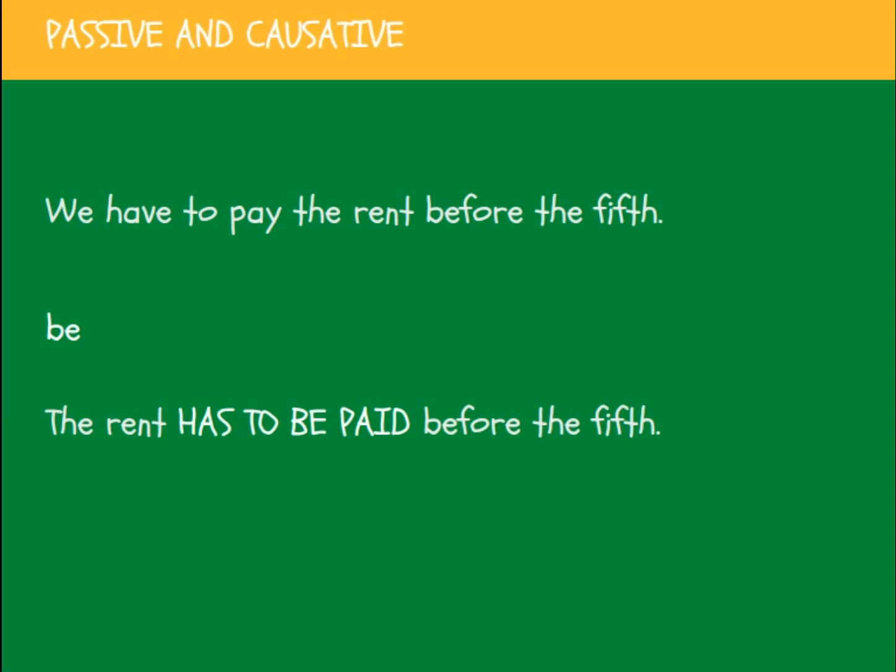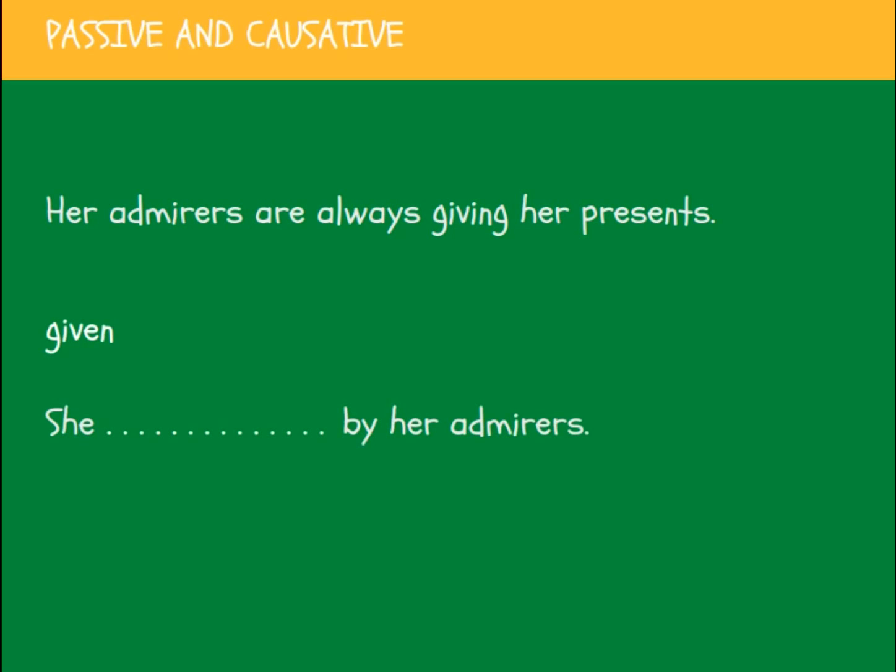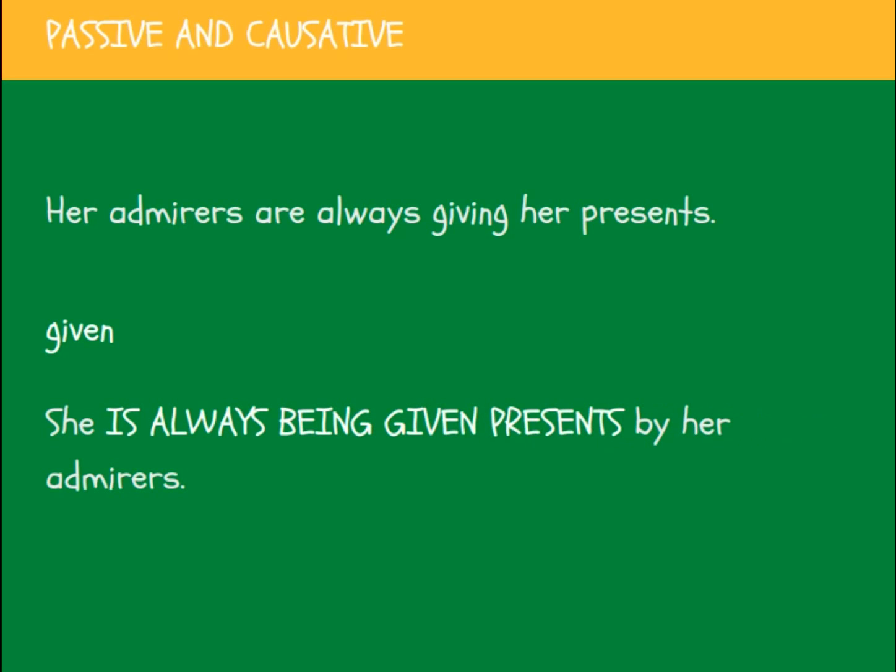Her admirers are always giving her presents. Here the verb give has 2 objects, a direct object, presents, and an indirect object, her. In English, it's customary to take the indirect object and make it the subject of the passive sentence. So we say, she is always being given presents by her admirers.